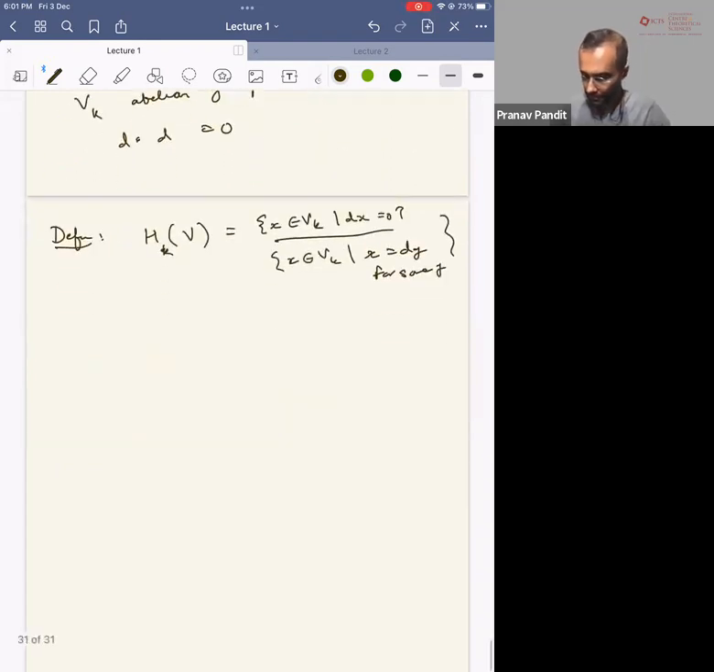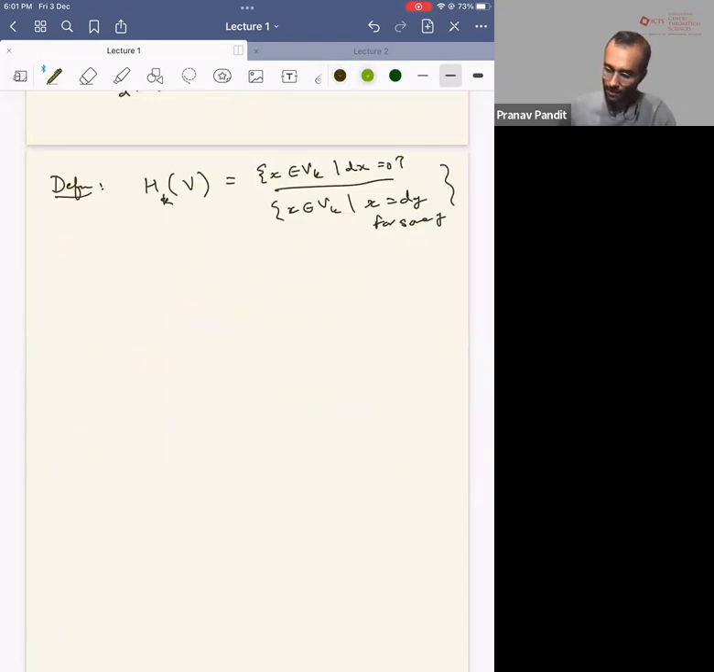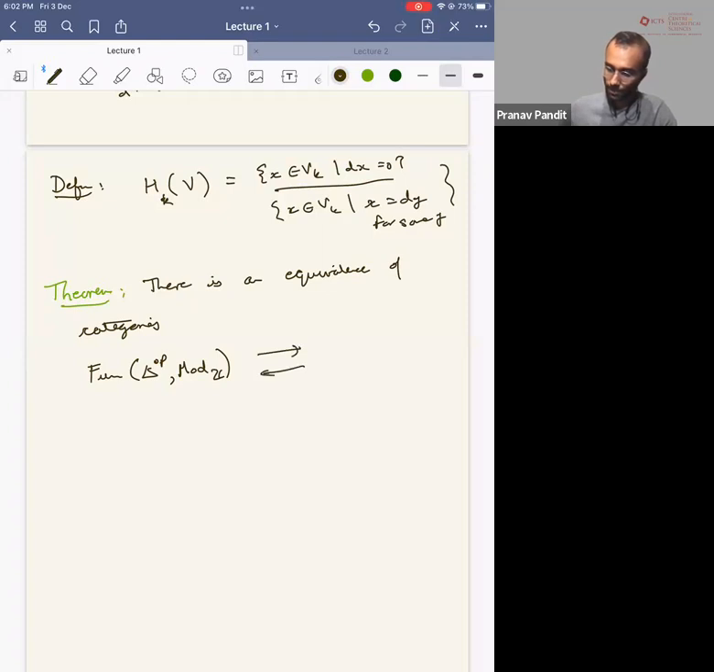Now, this is the homology, and here's a theorem. There is an equivalence of categories of simplicial abelian groups, which are functors from Δ^op to abelian groups, to chain complexes concentrated in positive degrees. So these are called connective chain complexes. These are called simplicial abelian groups.